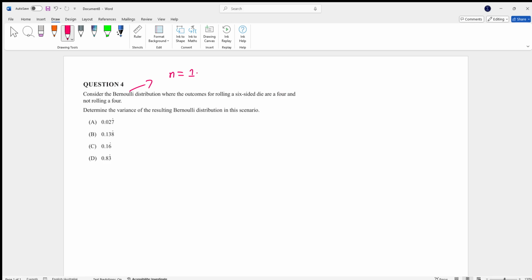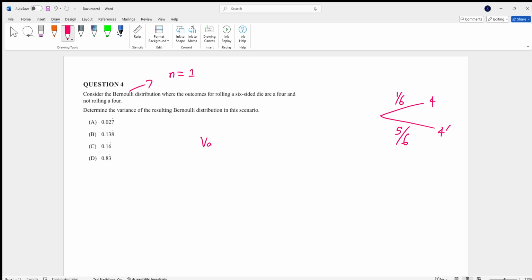So pretty much they've broken it up into the situation where you could get a 4 or you could not get a 4. So on a dice, the probability of getting a 4 is 1 out of 6. The probability of not getting a 4 is 5 out of 6. Why did I have a mind blank there? Anyway, 5 out of 6. Now here, they've said determine the variance of the resulting Bernoulli distribution of this situation.